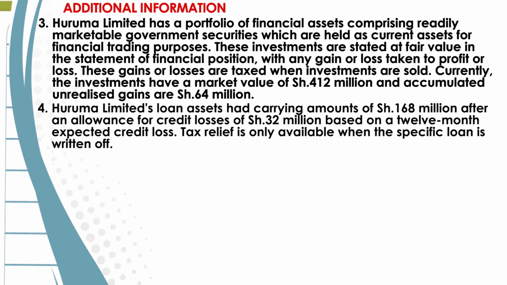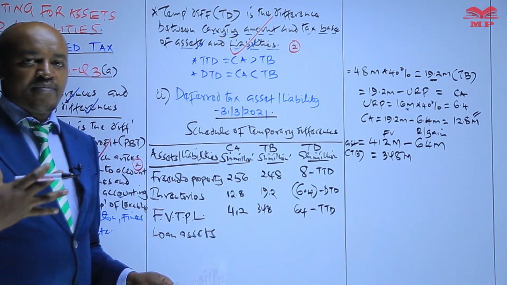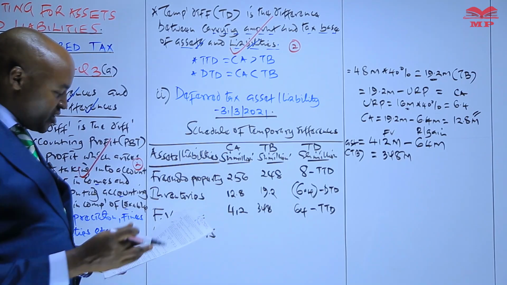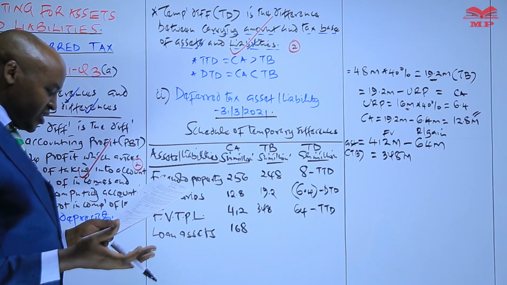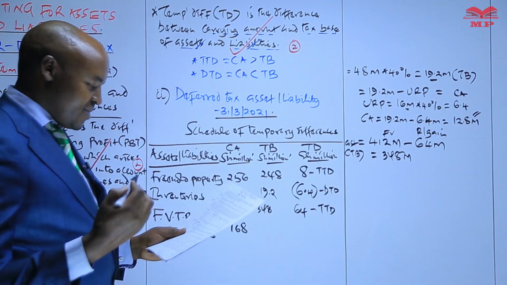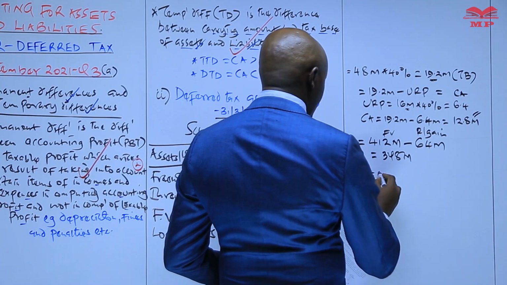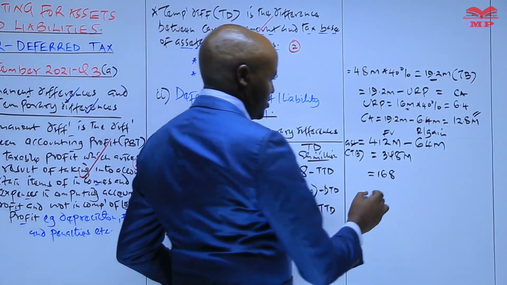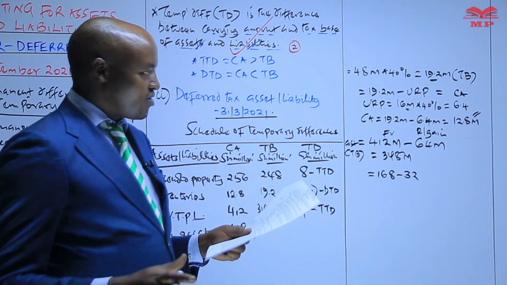So we have something called the loan assets. When we talk about the loan assets, these are like the loans this company has given to its customers. So we are told these loan assets have a carrying amount, which is already given, of 168, but you are told this 168 was arrived at after the company had made a provision of 32 million, which generally is the allowance for credit losses.